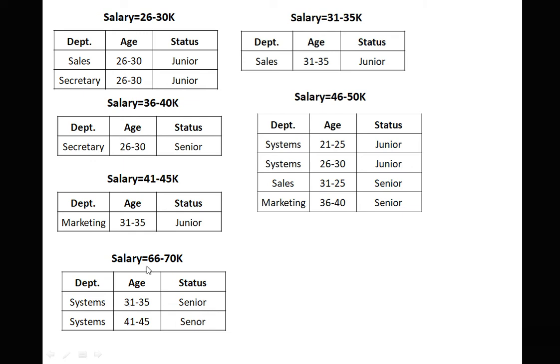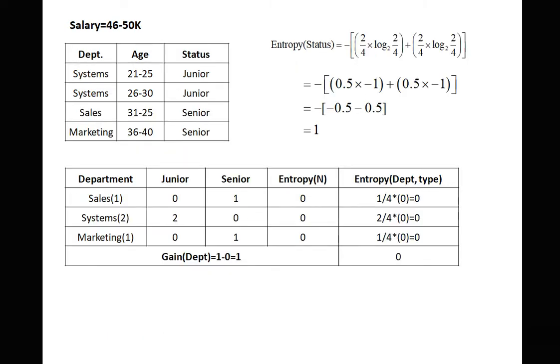We are getting, when the salary is between 66 to 70k, status is senior. But here we require to do further classification, that is department and age, because sometimes status is junior and senior. Even we can see by analysis here, department or age can be any one of the best predictor node because their entropy or gain is the same. We will check with the calculation. Now for salary 46 to 50k we require to expand.